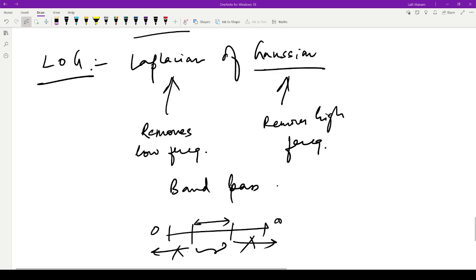but mostly because you have noise out there. So this Gaussian filter smoothens out noise, and the Laplacian filters then extract the edges from the Gaussian filtered image.